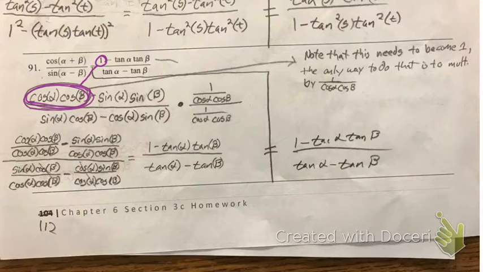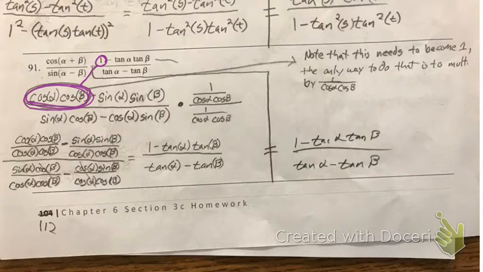These share the exact same space, just on opposite sides. One's on the left-hand side, one's on the right-hand side. So you would ask yourself, how can you turn this into 1? Well, the only way to turn this into 1 is to multiply by its reciprocal. If you have 2 and you multiply it by 1 over 2, it turns to 1. So you need to multiply this one purple thing by 1 over cosine alpha cosine beta.